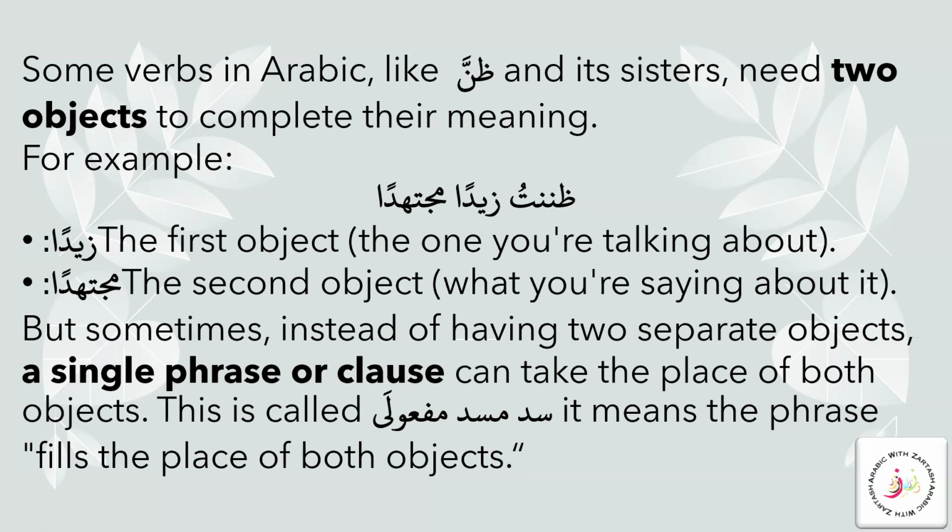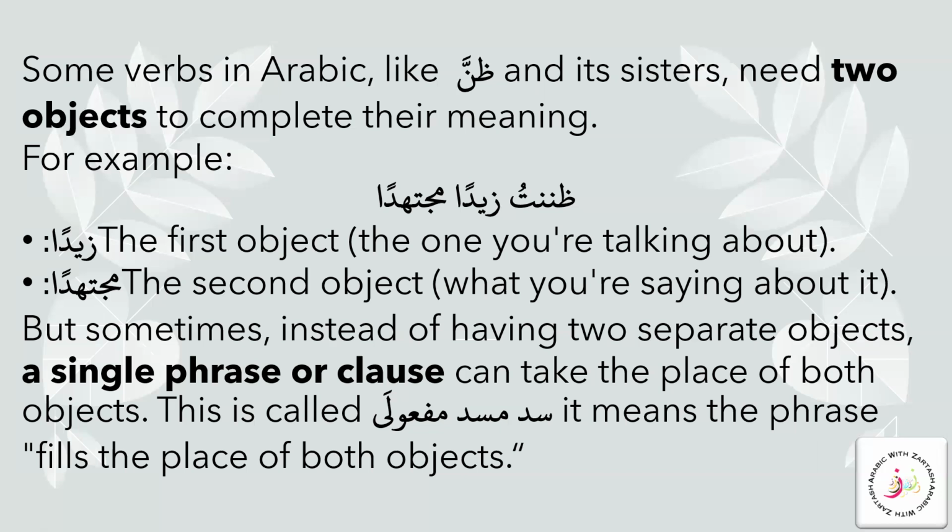Zanantu Zaidan mujtahidan. Here, Zaidan is the first object, the one you're talking about. Mujtahidan is the second object, or you can say the maf'ul bihi sani, what you're saying about it. So it is just the detail about the thing that you have started.